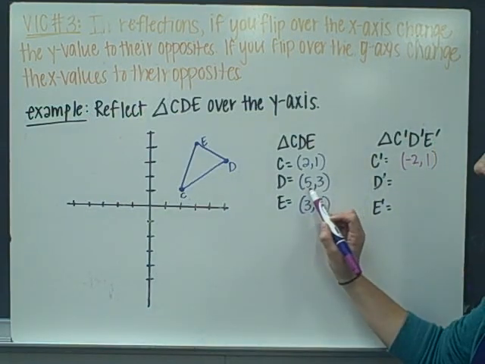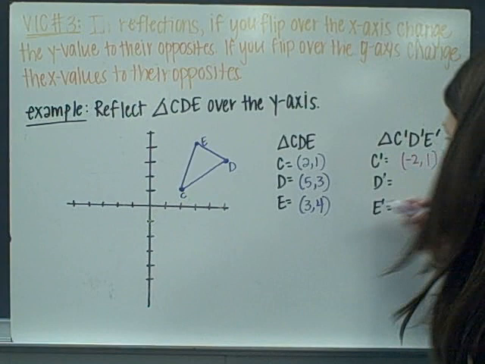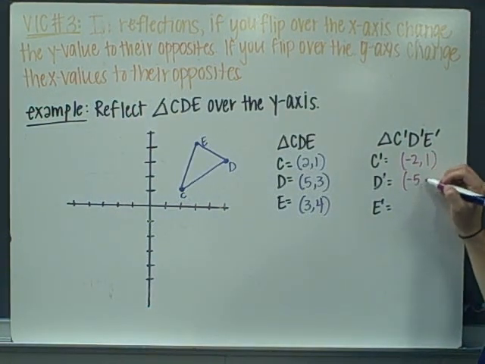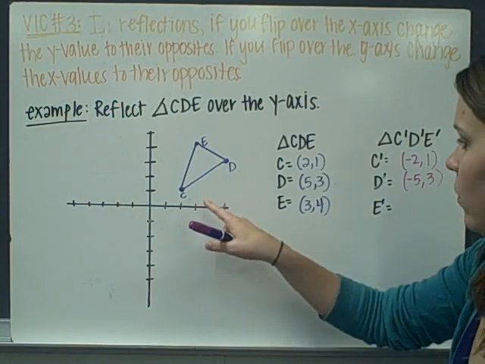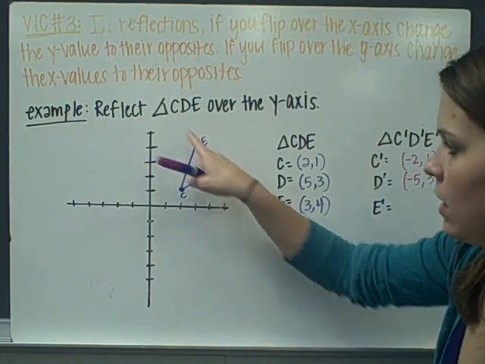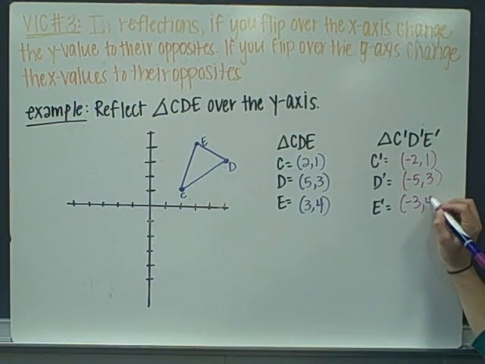So now we have D going from 5 over to negative 5 because it's the opposite. So we now have negative 5, 3. And E, we're going from 3 to negative 3. So we have negative 3, 4.